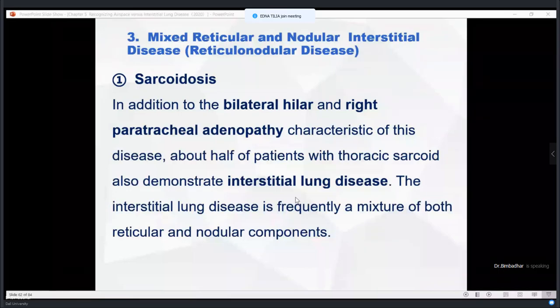Yes, it can be seen. The interstitial lung disease is generally a mixture of both reticular and nodular components. So you have to remember one thing: a typical radiographic feature of a sarcoidosis patient is bilateral hilar and right paratracheal lymphadenopathy along with a reticulonodular component.